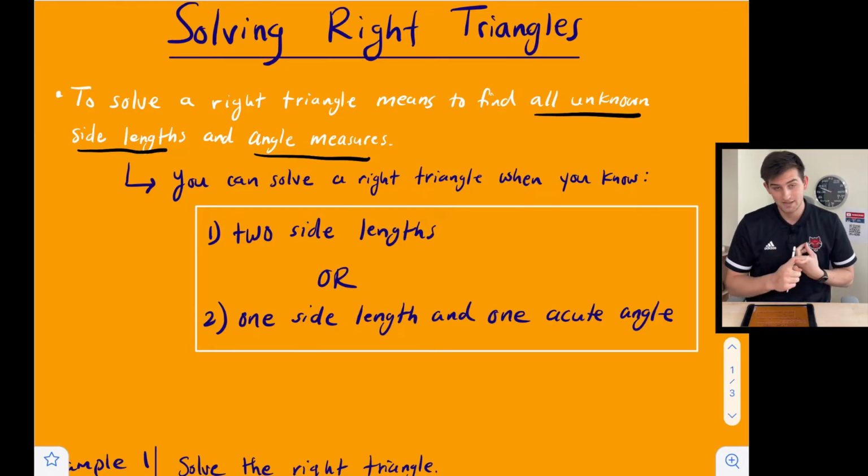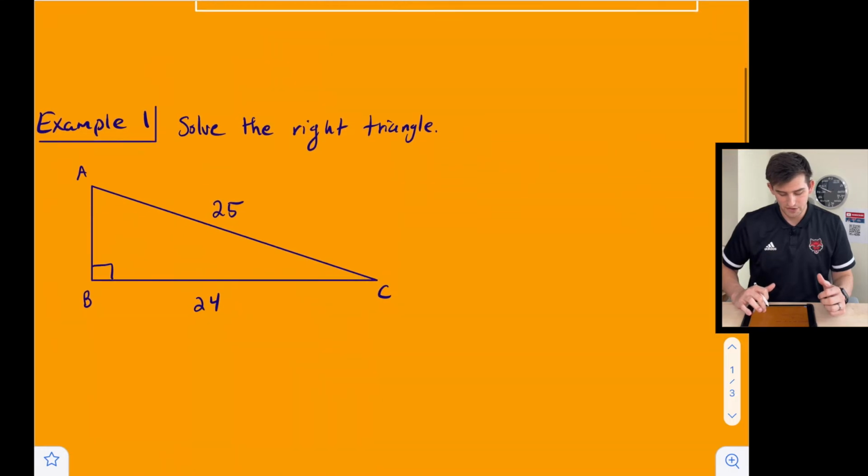Or if we have one side length and one acute angle, then we can solve the right triangle. So if we have one side length and one acute angle, we could use our trig ratios to piece together our missing sides and our missing angles. So we're going to look at one example of each.